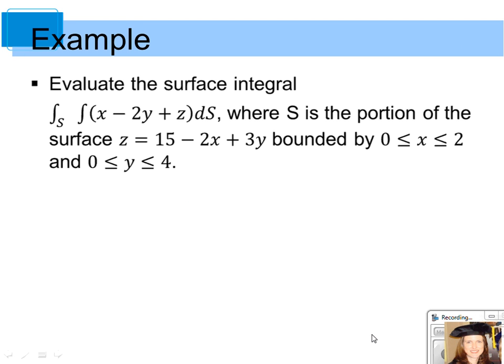Okay, I'd like you to try this one on your own. Evaluate the surface integral, the double integral over S, of the quantity x minus 2y plus z dS, differential S, where S is the portion of the surface that's bounded by x between 0 and 2 and y between 0 and 4. You can pause the video, try this one on your own, and then come back to check your solution.